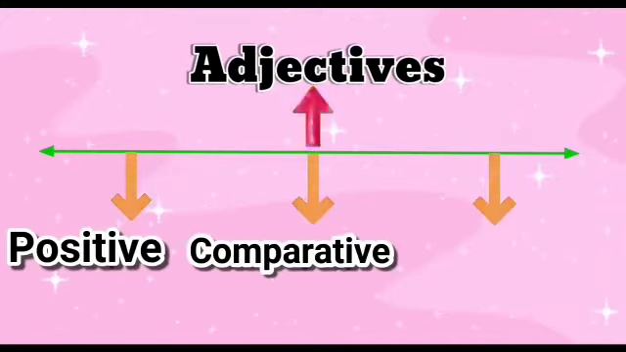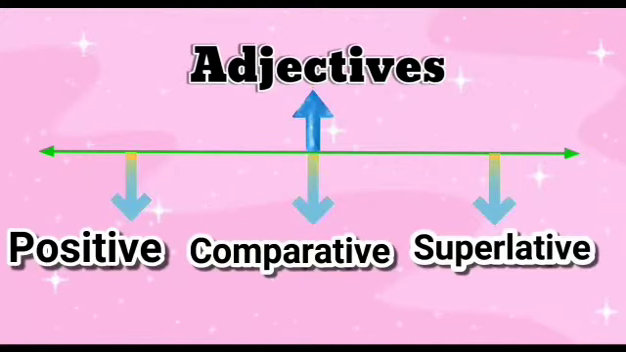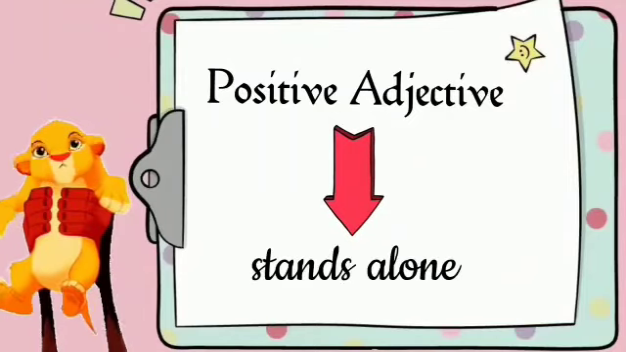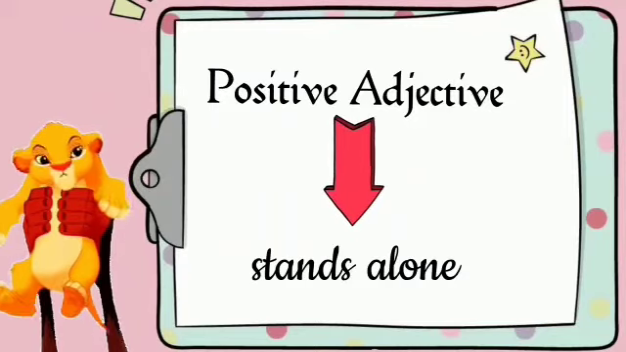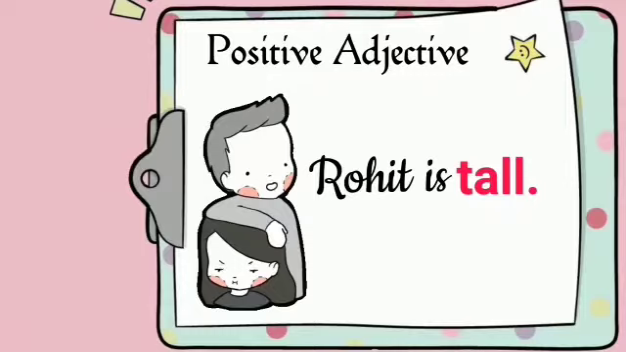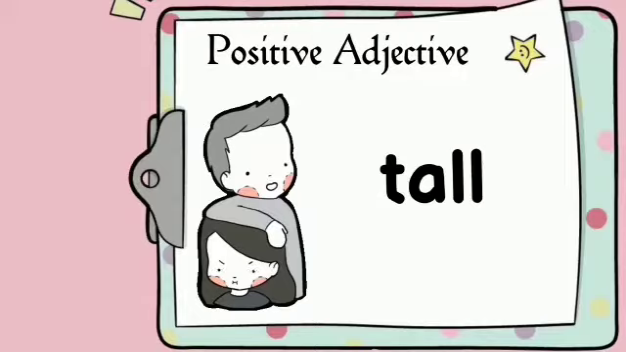Comparison is done on the basis of three degrees. Number 1, Positive. Number 2, Comparative. Number 3, Superlative. Positive stands alone. A word used to describe a noun with no comparison is known as positive. For example, tall. Rohit is tall. Children, here tall is an adjective and it is used to describe a noun and no comparison is done. So it is a positive adjective.